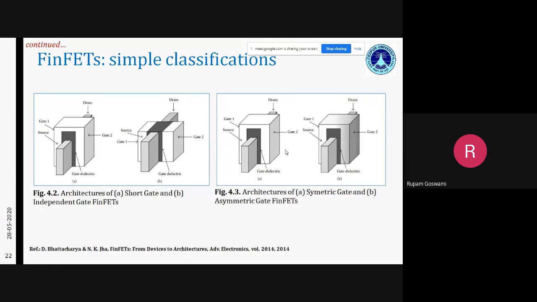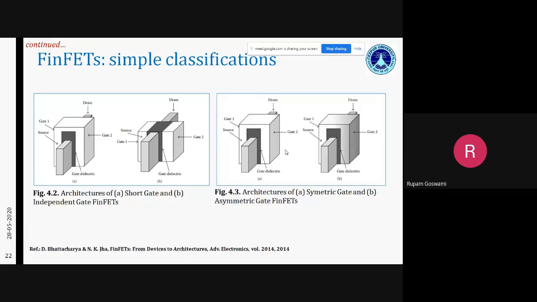And in independent gate FinFETs, as the name suggests, the gate 1 and gate 2 are independently controlled, which means you can apply a different voltage to gate 1 and a different bias to gate 2. So there are advantages and disadvantages, and those are pretty apparent in nature. For example, in the short gate, you can just do away with one supply voltage, but for the independent gate FinFETs, although you can improve the performance by some orders, you are also increasing the cost of adding another power supply for controlling the gates.